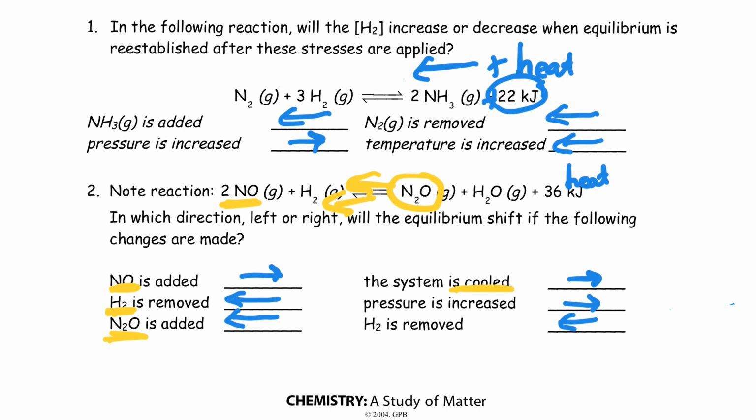If the system is cooled, keep in mind that the heat here is on the right side, so that means we took away heat. So it's going to go toward what we took away, so to the right. If we increase the pressure, you'll notice we have 2 plus 1, which is 3 moles of gas on the right, and 1 plus 1, which is 2 moles of gas on the left. So the pressure is higher on the left. So if it goes away from what we add, that means it shifts to the right. If we remove H2, it's going to go toward what we take away, so it's going to go to the left.